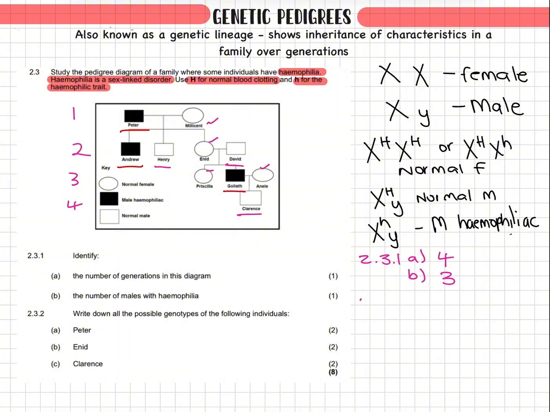Now the last question, we identify the possible genotypes for Peter, Enid, and Clarence. Peter is a hemophilic male with the recessive allele on his X chromosome. Enid should be heterozygous since Goliath gets the recessive allele from her. And lastly, Clarence is a normal male, so they have the dominant allele on their X chromosome.